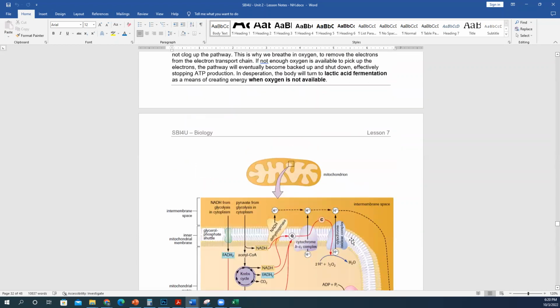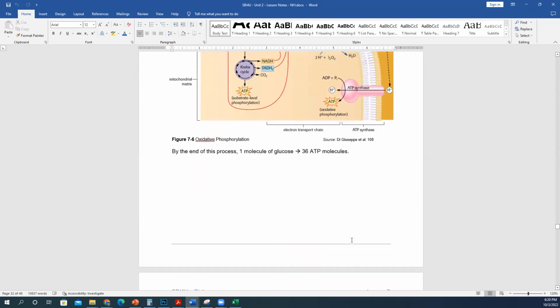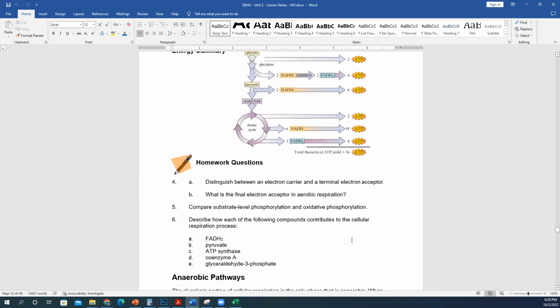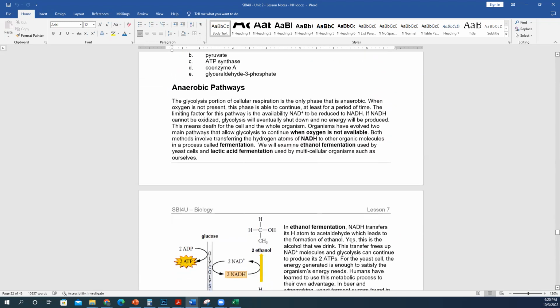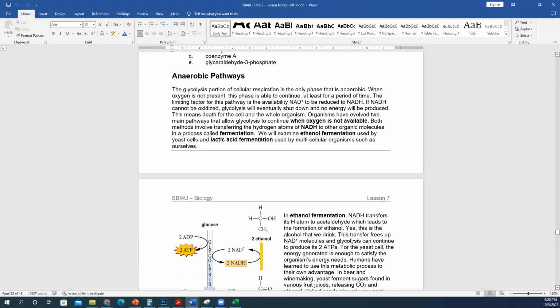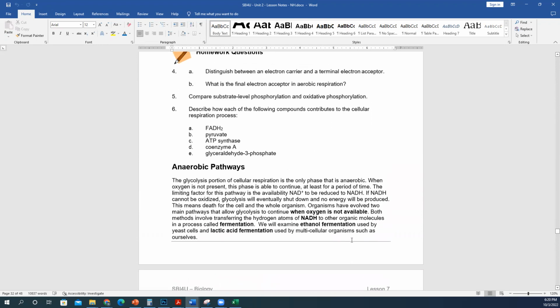So this is in total just a brief summary of cellular respiration. There's also anaerobic pathways that are used to produce energy during times where there isn't enough oxygen available.